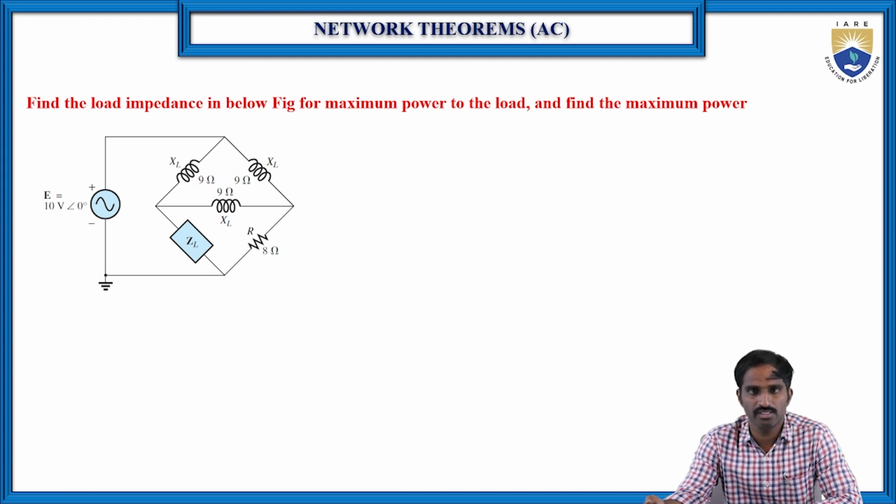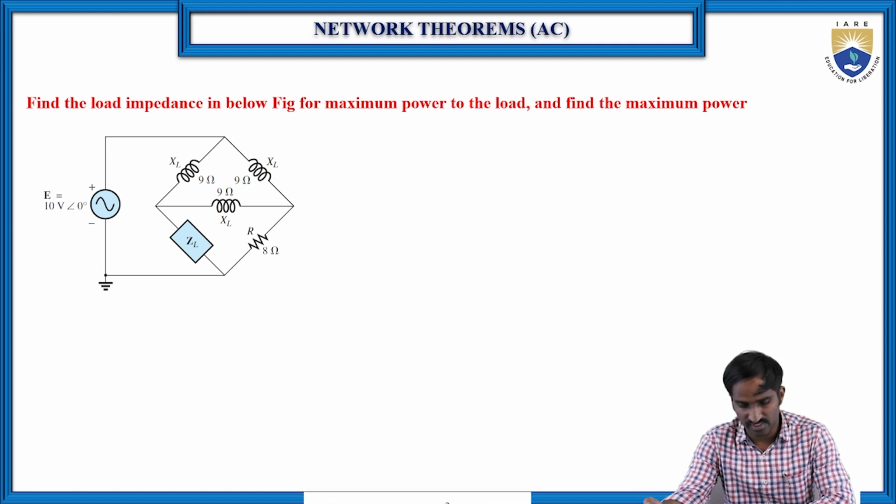First we need to find Z thevenin as well as E thevenin. After finding the Z thevenin, the Z thevenin is itself the load impedance. Then after finding the load impedance, we can find the E thevenin. So after finding E thevenin and Z thevenin, by using the equation P maximum is equal to E thevenin square by 4R, we can find the maximum power. So first let us find the Z thevenin here.